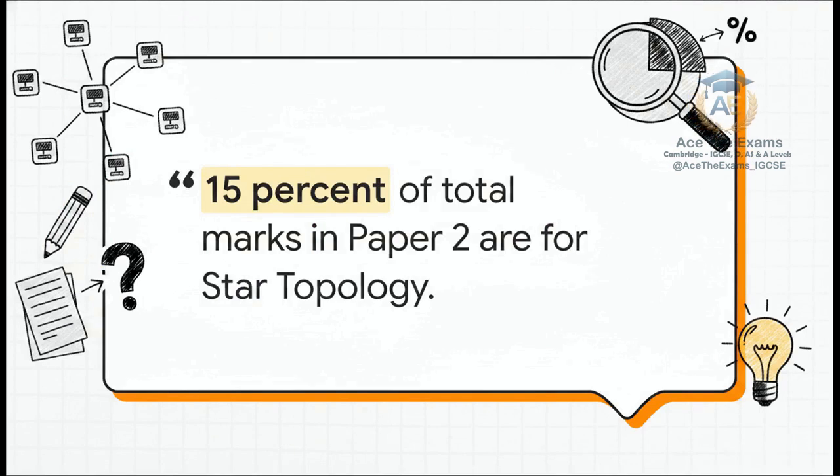Listen to this quote directly from a senior examiner. Did you know that star topology advantages and disadvantages accounts for approximately 15% of the total marks in Paper 2 of Computer Science 9618? See, we're building our entire blueprint today based on these actual, real-world insights. When the folks who actually write and grade the exam tell you exactly where the marks are concentrated, well, it's definitely time to pay attention.